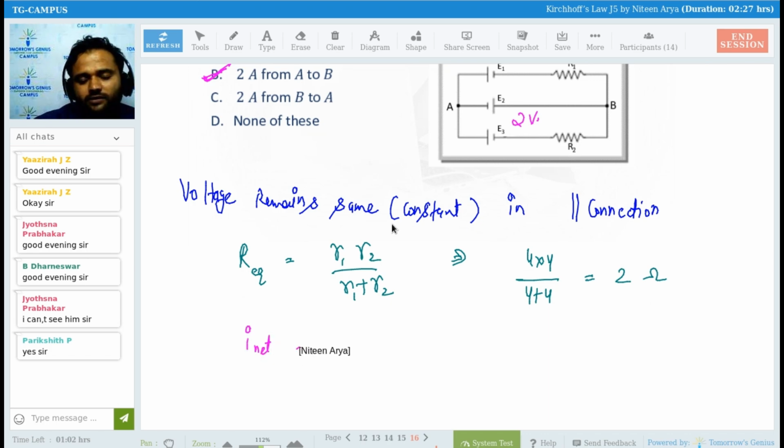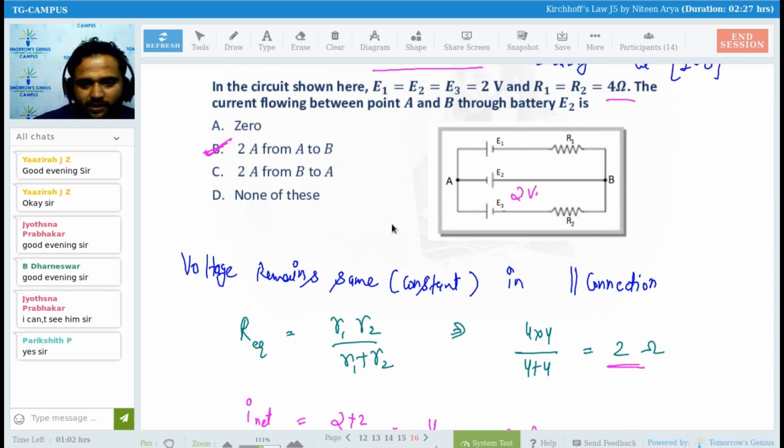I net is going to be 2 plus 2 divided by 2. Where does this 2 plus 2 come from? This is because R equivalent is this, and E equivalent is 2 plus 2. Why did I join directly in a series combination in this way? Because 4 divided by 2, so it is 2 ampere.